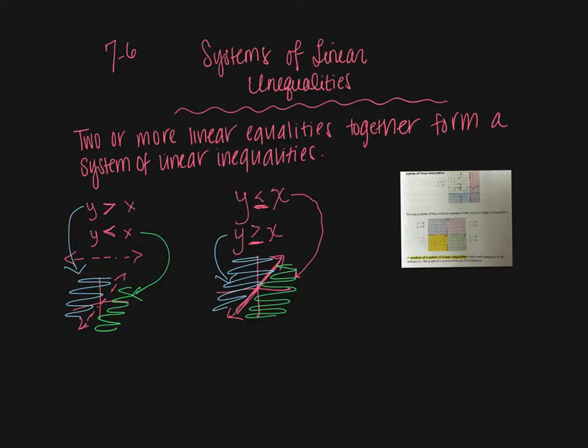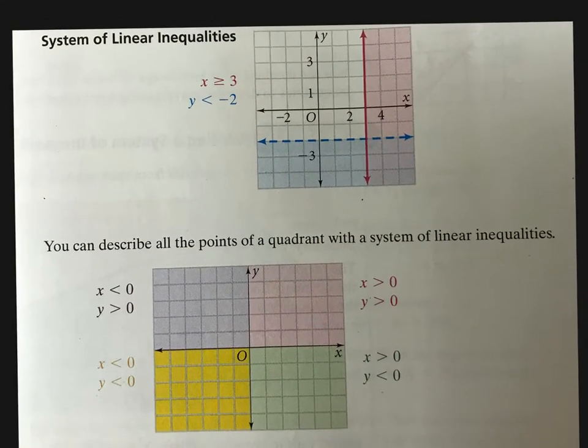So tonight we're going to be looking at a system of linear inequalities. A system of linear inequalities is two or more linear inequalities that together, so you could have two, three, or five, form a system of linear inequalities. Let's look at what that looks like. You need to write down this definition. Pause me if you need to. All right, let's look at what this means.